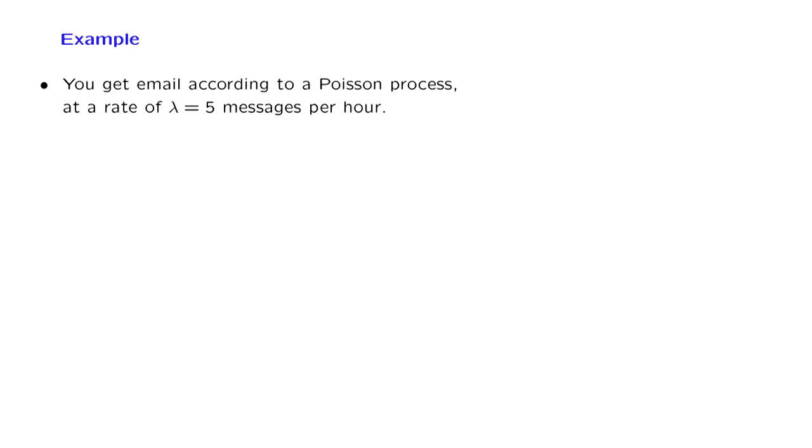Nevertheless, the assumption that we will make, at least for this problem, is that emails arrive as a Poisson process with a fixed rate of 5 messages per hour. What is the mean and the variance of the number of emails received during a day?